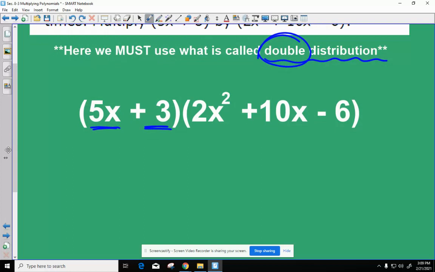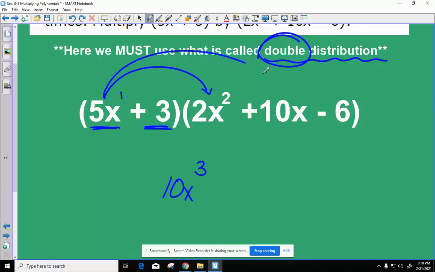All right, so if you got this one down in your notes, we're going to have to make 6 total distributions, okay? But we can only do one at a time. So let's just do one at a time. 5x times 2x squared. That is a total of 10x to the third. We have 1 there. We have 2 over there. That would be 10x to the third.